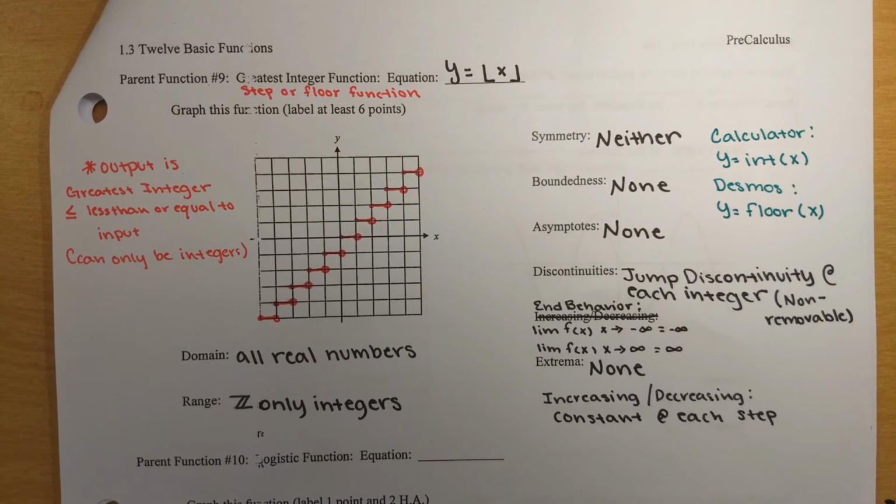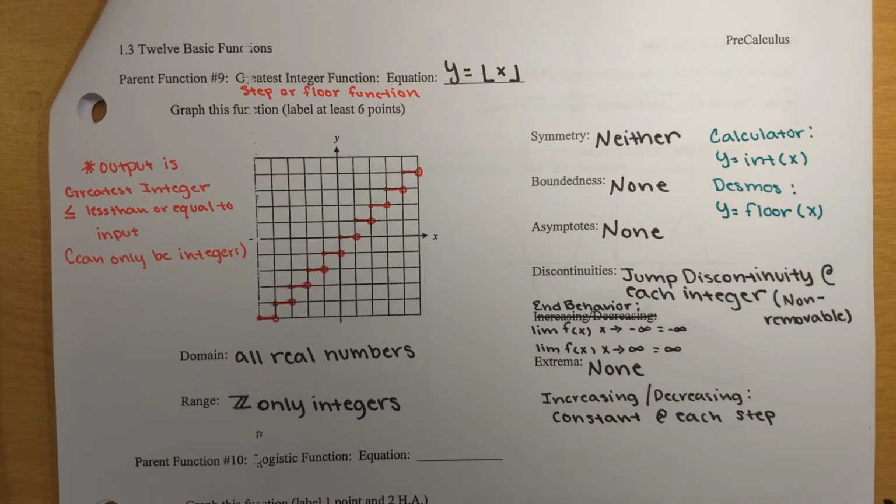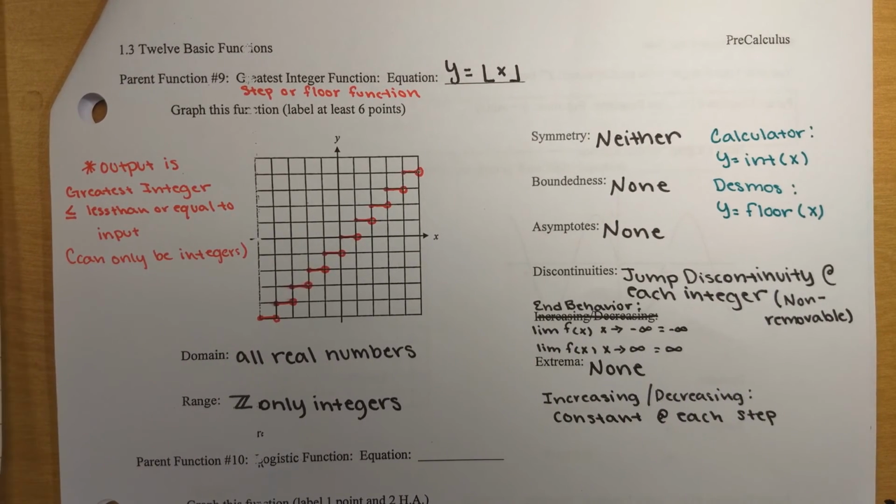The end behavior is expressed as the limit of f of x when x is approaching negative infinity equals negative infinity, and the limit of f of x when x is approaching infinity equals infinity. Increasing and decreasing is demonstrated as constant at every step.